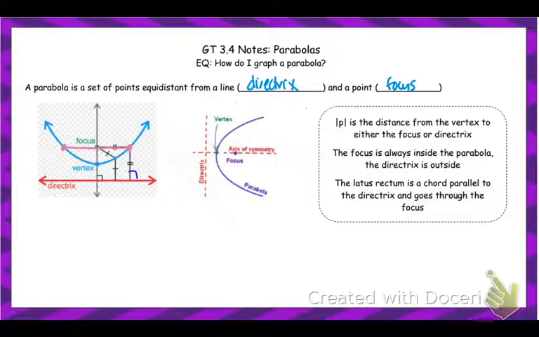So it goes through the focus and it's parallel to the directrix. That total length right there is 4p. Okay, so the total length there is 4p.